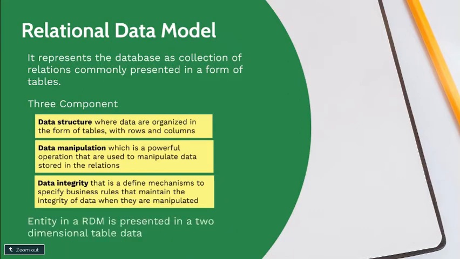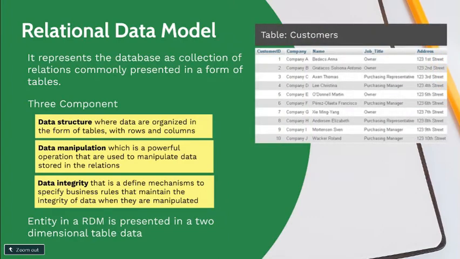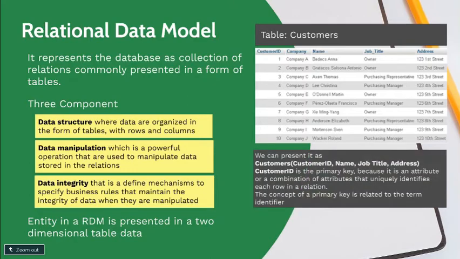An entity in a relational data model is presented in a two-dimensional data table. Let us take a look at the example. We can present it as customers, having attributes of customer ID, name, job title, and address. Customer ID is the primary key because it is the attribute that uniquely identifies the row of our relation.